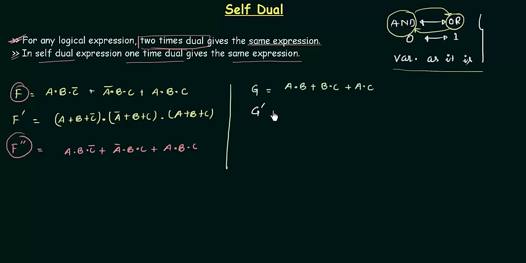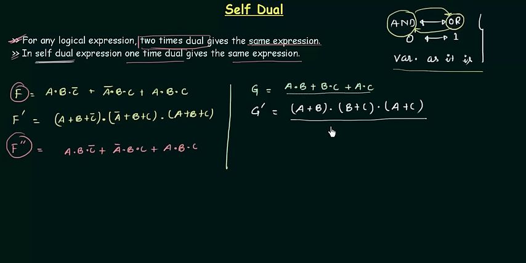G prime is equal to a or b and b or c and a or c. Now you will say g and g prime are not the same. I told you that 1 time dual will give us the same expression in case of self-dual, but here you will say they are not the same, because we have to convert this obtained result into this form.